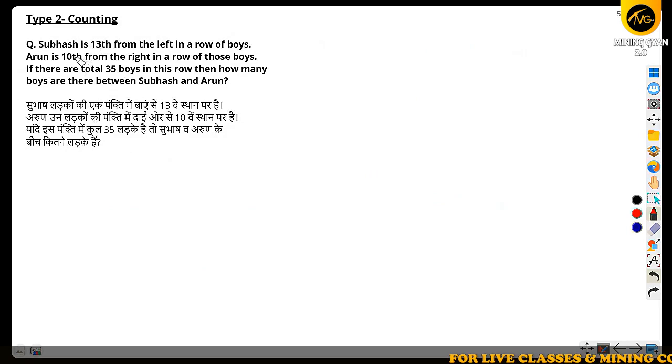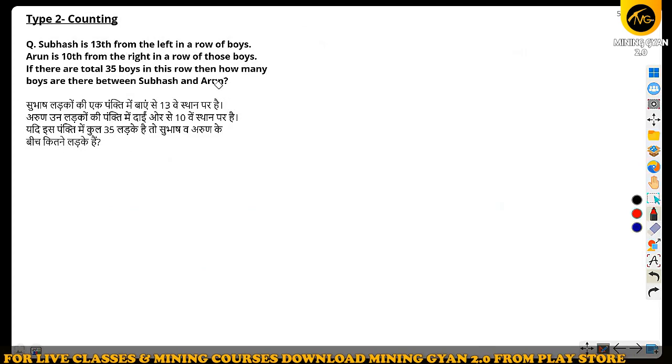Now the second type of question is the counting type of question. Subhas is 13th from the left in a row of boys. Arun is 10th from the right in a row of those boys. If there are total 35 boys in this row, then how many boys are there between Subhas and Arun? So basically we have to calculate the number of boys in between two boys or students.